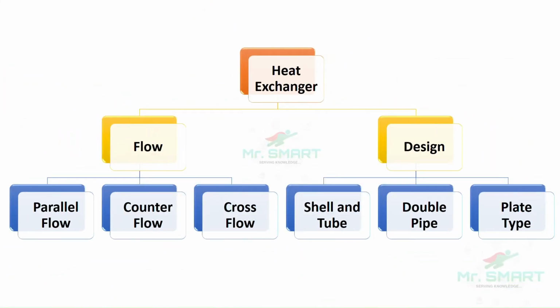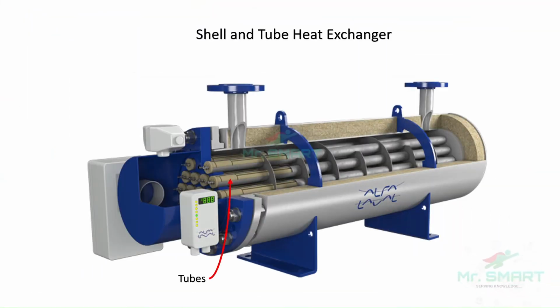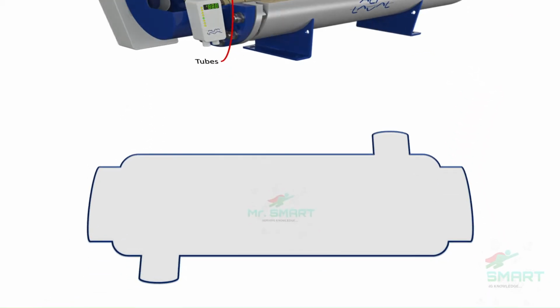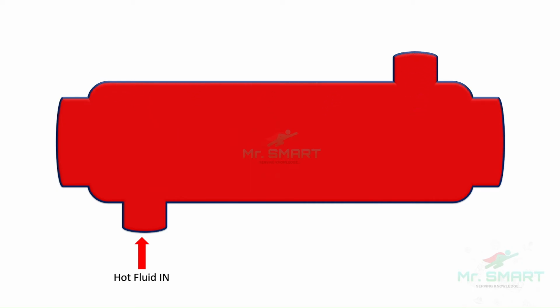Based on the design, some of the common types of heat exchangers are a shell and tube heat exchanger, a double pipe heat exchanger, and a plate type heat exchanger. The shell and tube heat exchanger is one of the most common types. It consists of a series of tubes enclosed in a shell. A shell is a closed vessel in which the fluid enters at one side and exits at the other side.